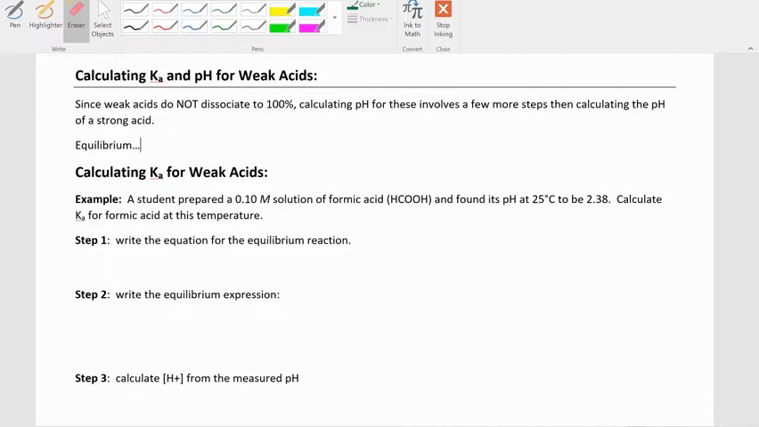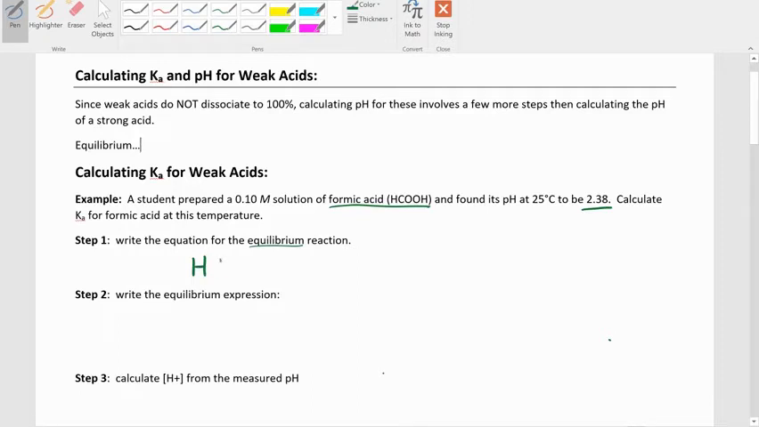So it says a student prepared a 0.1 molar solution of formic acid and found its pH at 25 degrees Celsius to be 2.38. Calculate the Ka for formic acid at this temperature. Now, recognize formic acid is not one of the strong acids that we know. So the very first thing we're going to do is write out the equation for the equilibrium reaction. Since this is a weak acid, it's going to be in equilibrium.